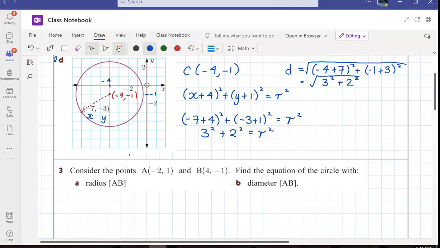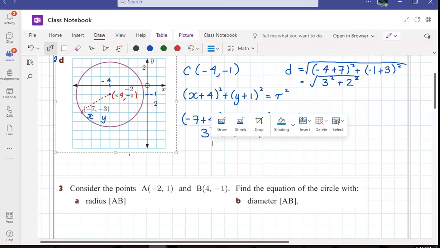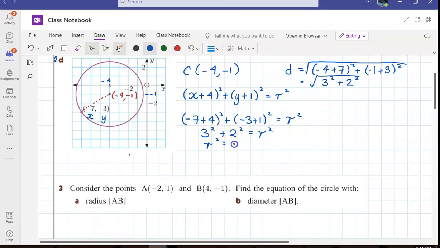So that's a handy little technique, and it works for straight lines, but it also, as you can see, works for circles when you just want to sub a point in. Yes? Okay. Make sure you've also got a graphics calculator out, please. So 9, 13, oops, radius squared is 13.